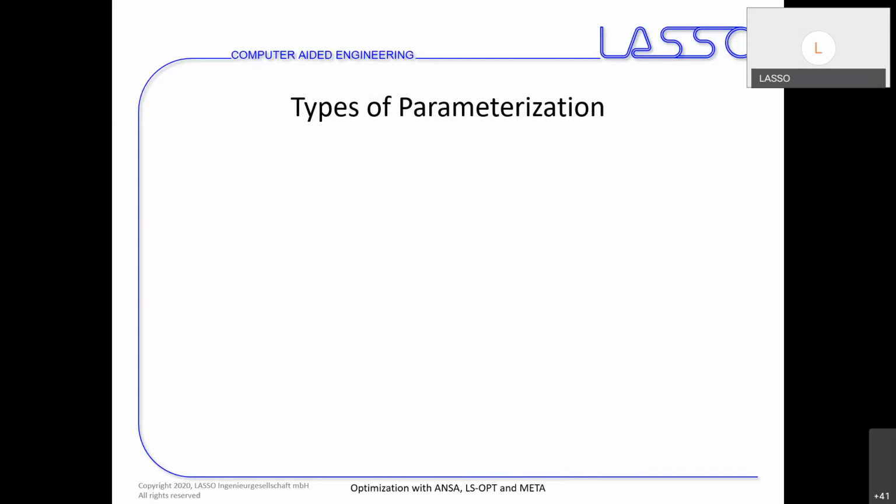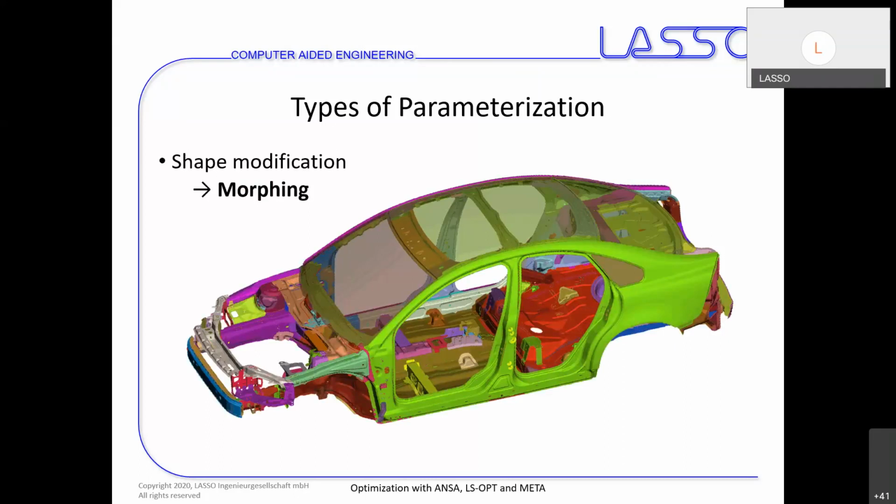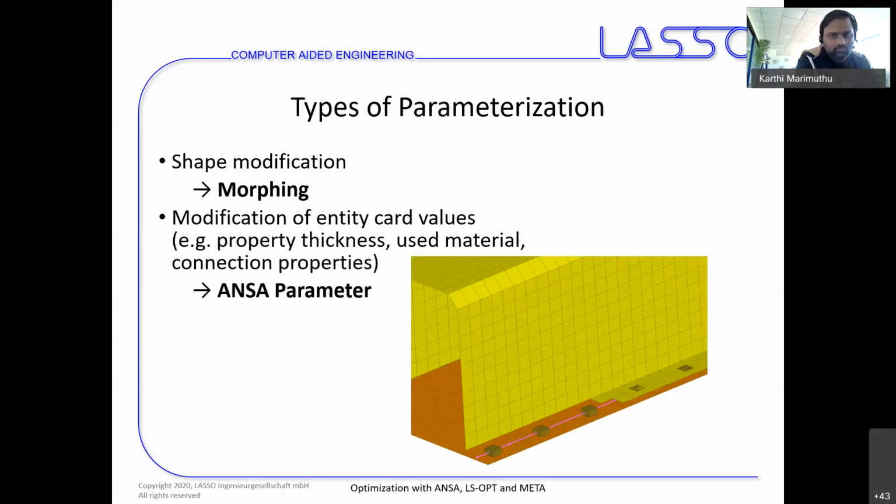So there are different types of parameterization. The first one is the shape optimization or the shape modification. When we want to change sizes of parts of our model, for example, here, the location and size of the B pillar, this is typically done with morphing functionalities in ANSA. We will have a closer look at that in a few minutes.